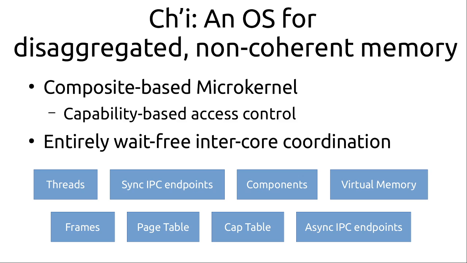So what does Qi look like? Well, Qi is a microkernel that's based on the Composite component-based operating system that we've been developing for a long time. And Composite is a capability-based operating system that uses capabilities to define its access control policies. One of the primary features that made Composite interesting for this work was that it's effectively entirely wait-free. So all of the operating system data structures use wait-free synchronization for coordination.